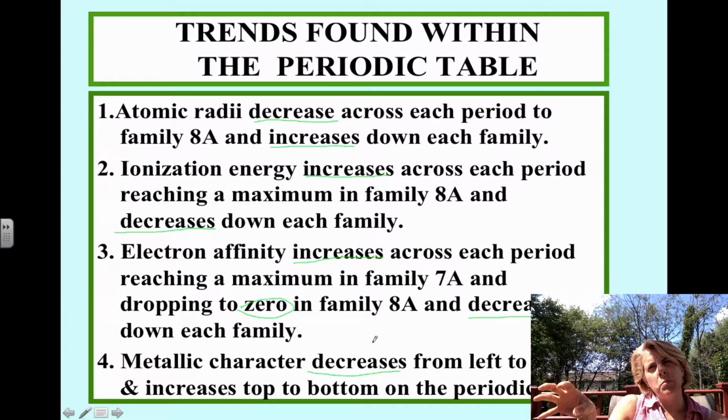We're starting off as metals, and eventually we increase the non-metal character, so metallic character decreases. And notice that if you want to increase metallic character, you're going from top to bottom. So as you get down a family, you see more easily a formation of a cation, which is more metallic in character, and you see an increase.